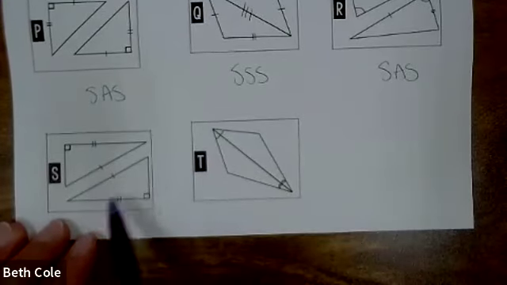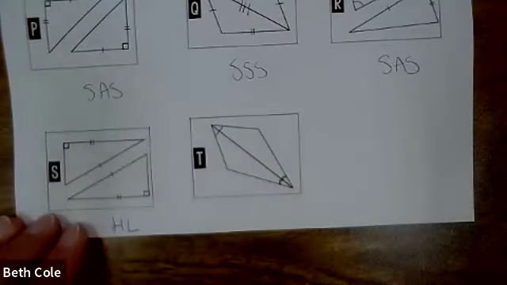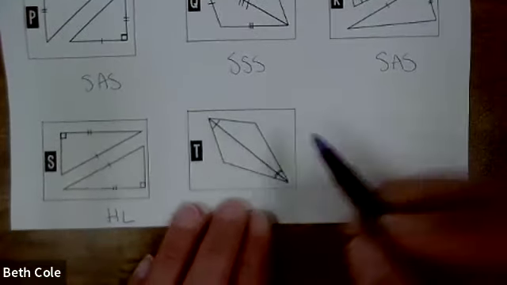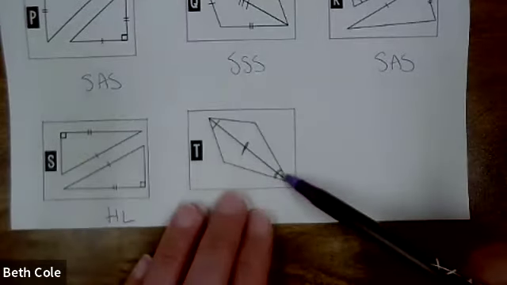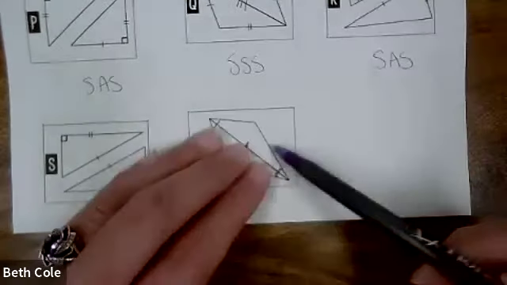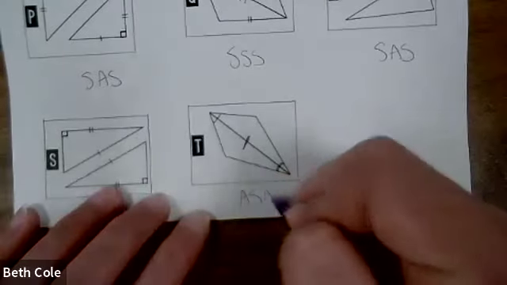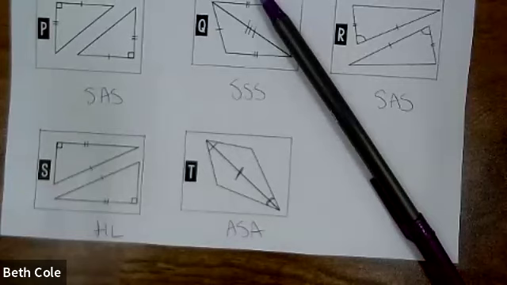Now you do have the hypotenuse and another leg of the triangle. So hypotenuse leg, HL. Now, here we have the reflexive side, so you can mark that. You have an angle and another angle. Well, ASA. Good. The side is in between the two angles. Okay?